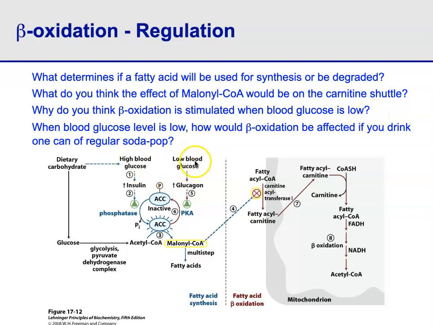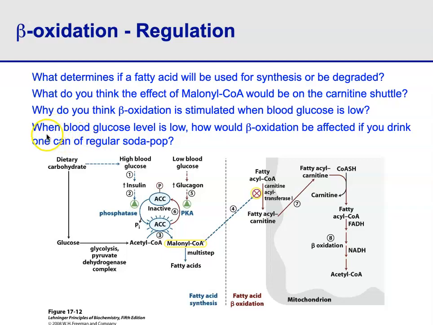Right here also, glucagon, on the other hand, through protein kinase A, will phosphorylate the ACC enzyme. The enzyme will simply not be available to convert acetyl-CoA to malonyl-CoA. Loss of malonyl-CoA means the inhibition of the carnitine shuttle will be lost. Now the carnitine shuttle can freely start moving fatty acids into the mitochondria, where they will be degraded to acetyl-CoA for energy. So it makes sense. You can see the balance.